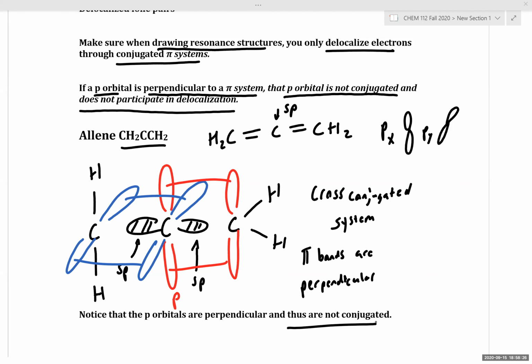Does this example make sense? So you need to be really careful and make sure that the p orbitals that you're claiming are participating in resonance and participating in delocalization are actually parallel. If they're perpendicular, there's no overlap.